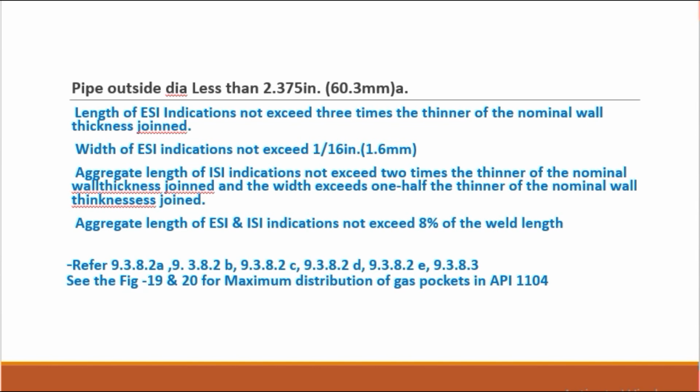Figure 19 and 20 show the maximum distribution of the gas pocket of API 1104. If you see figure 19 and 20, the porosity is mentioned, maximum distribution of the gas pocket. Length of ESI indication should not exceed 3 times the thinner of the nominal wall thickness of the joint, and width of the ESI indication should not exceed 1.6 mm.